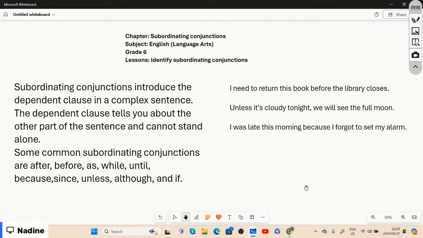All right. So a subordinating conjunction, right? It introduces the dependent clause within a complex sentence. And the dependent clause tells you about the other part of the sentence and it cannot stand on its own.